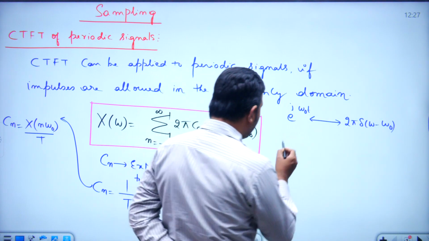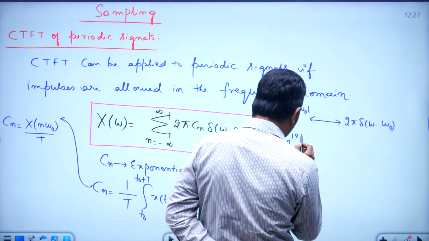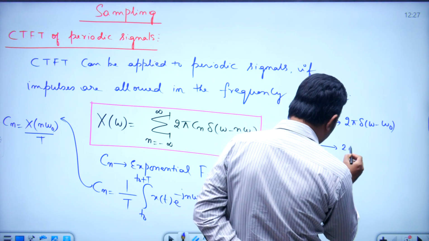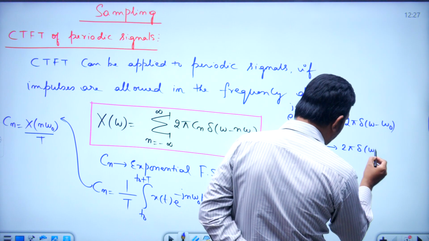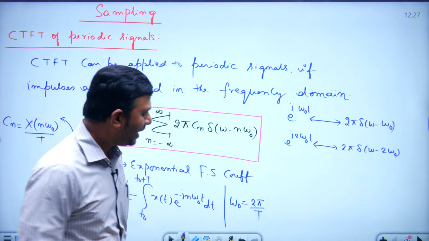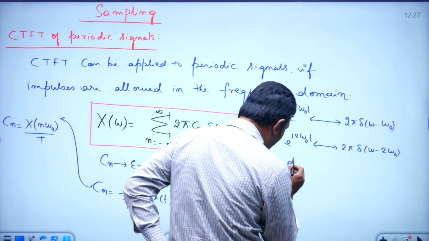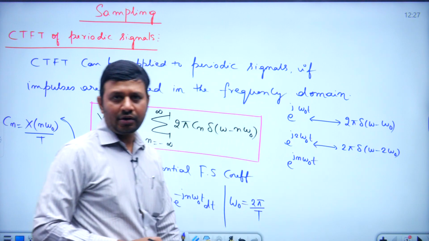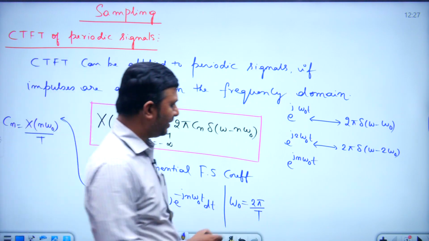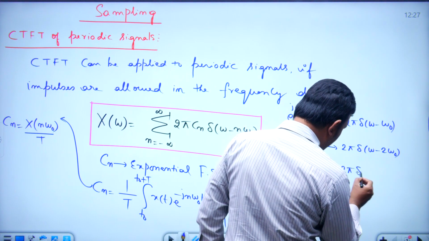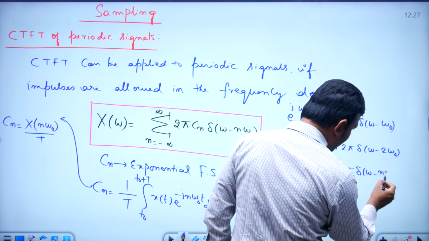If I ask you what is the continuous time Fourier transform of e power j 2 omega naught t? 2 pi into delta of omega minus 2 omega naught. Or in general, if I ask you what is the continuous time Fourier transform of e power j n omega naught t, what is your answer? Your answer will be 2 pi into delta of omega minus n omega naught.